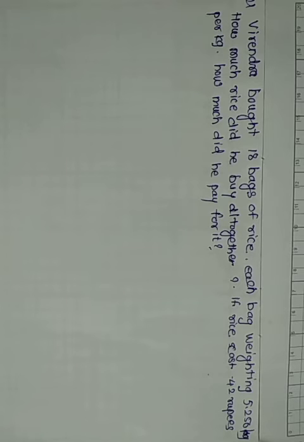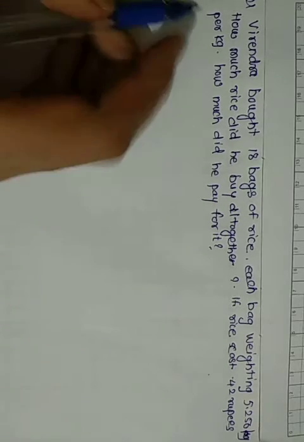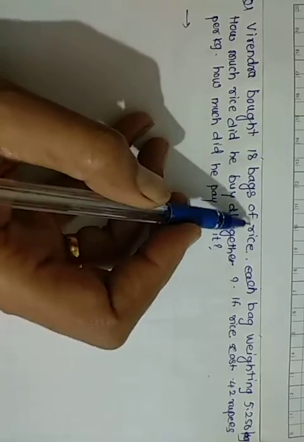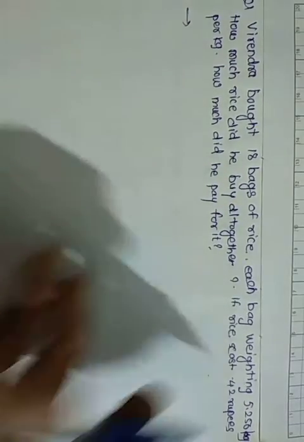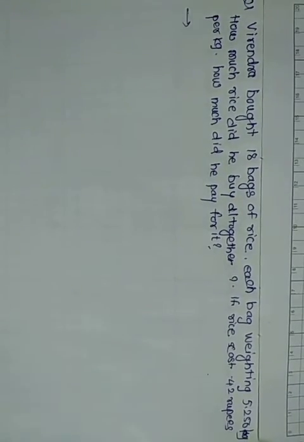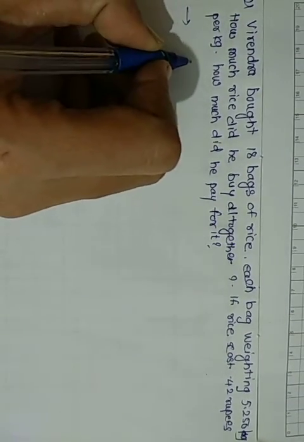First, understand the example. Virendra bought 18 bags of rice. So first find out the total weight of the rice. Here he bought 18 bags of rice and each bag weighing is 5.250 kilogram.